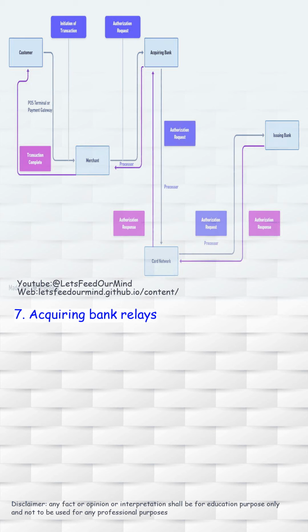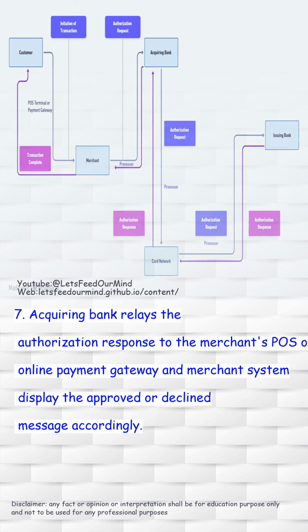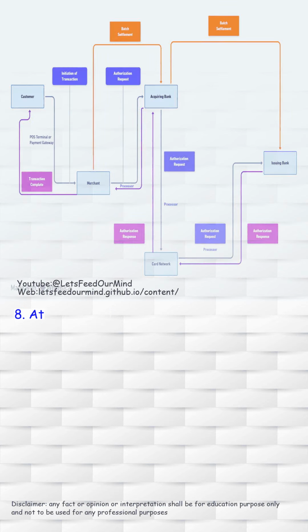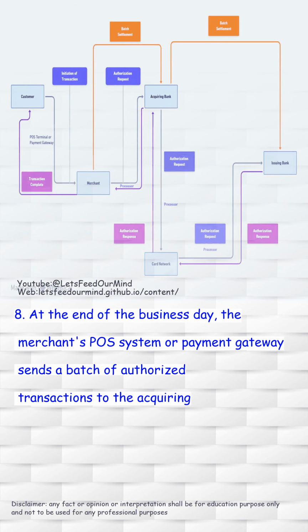7. Acquiring bank relays the authorization response to the merchant's POS or online payment gateway, and the merchant system displays the approved or declined message accordingly. 8. At the end of the business day, the merchant's POS system or payment gateway sends a batch of authorized transactions to the acquiring bank, which then forwards the batch to the credit card network.